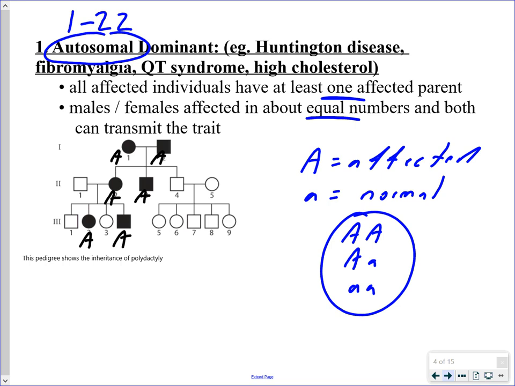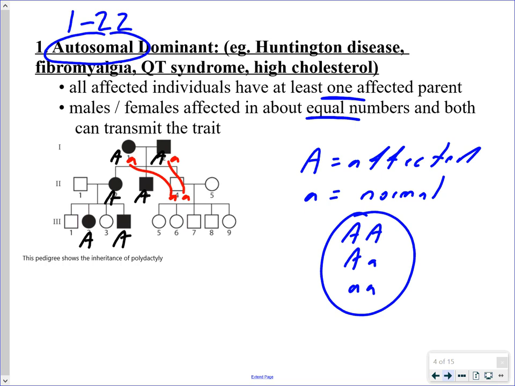So if we have this male right here that we know is homozygous recessive, where did those alleles come from? Well, one of them must have come from mom, and the other one must have come from dad. So both of the parents would be carriers of this normal condition, and they would be passing that normal allele, the recessive one in this case, on to the male.